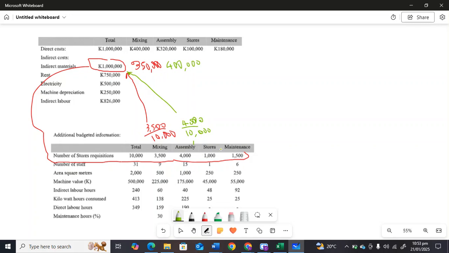Then if you come to stores, stores has got 1,000 requisitions. So you're going to say 1,000 divided by 10,000. That is 0.1. That represents 10%. So 10% of 1 million, 100,000.